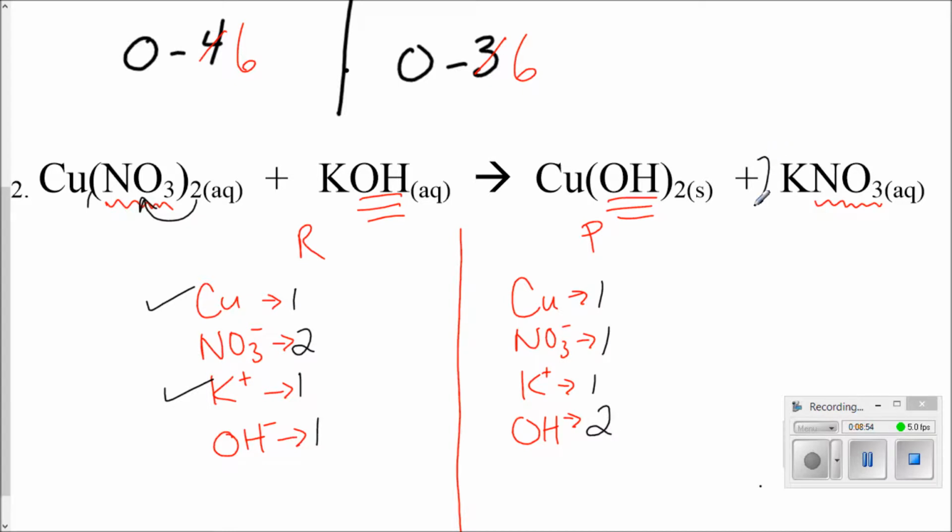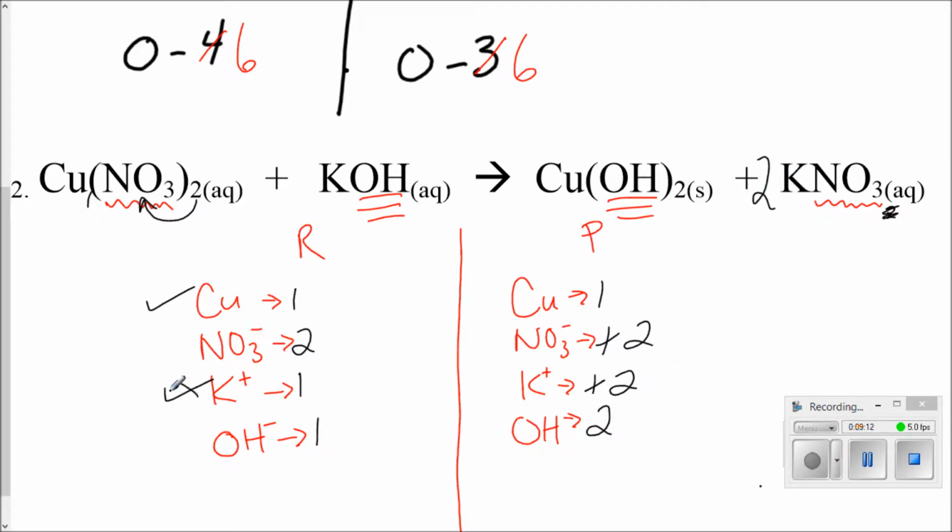I can only change the coefficient. I can't put a 2 here. That upsets my actual chemical balancing of the ions. So if I put a 2 here, I now have 2 nitrates, but I also have 2 potassiums. So let's go after what I messed up. I messed up my potassiums now.